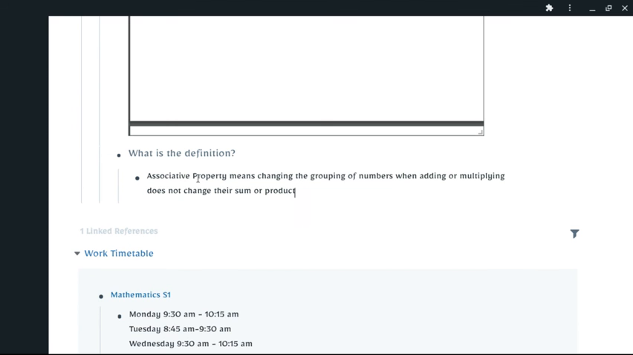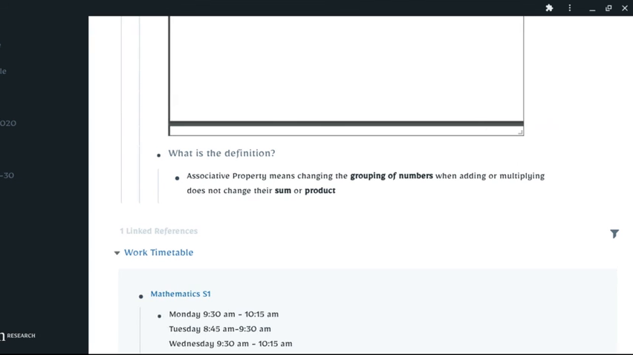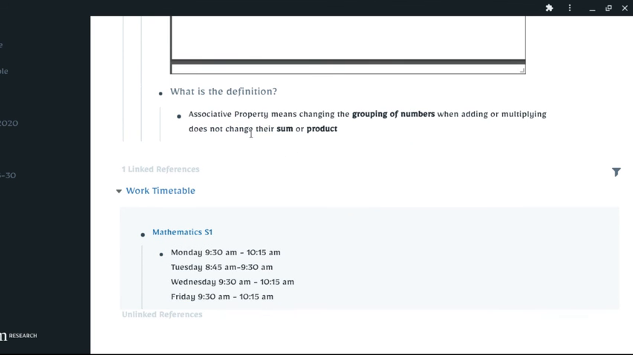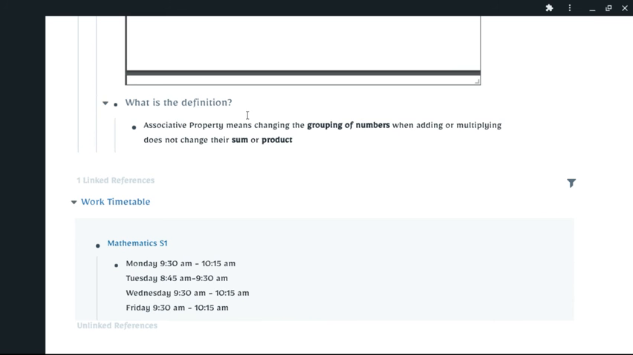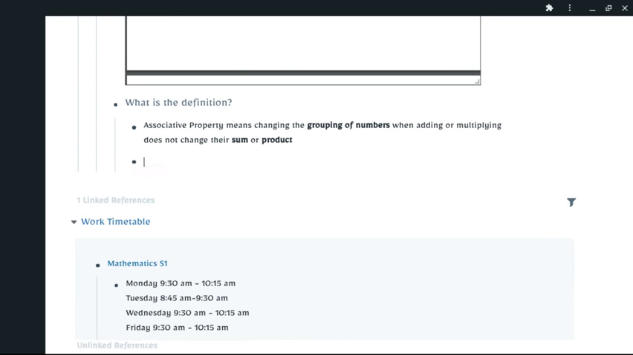So the definition essentially is that you're grouping numbers, highlight grouping numbers, when adding or multiplying, because it does not change their sum. And what do we say sum was? If you're finding the sum of two numbers, what are you doing? Adding them. Right. If you're finding the product of two numbers, what are you doing? Multiplying. Right. So the definition is simply saying, using associative law, you're grouping numbers when you're adding or multiplying them.